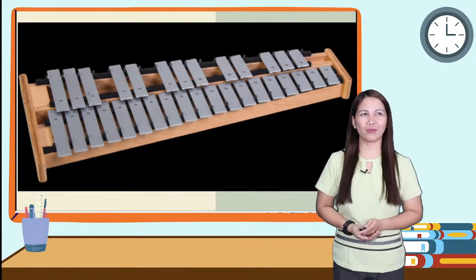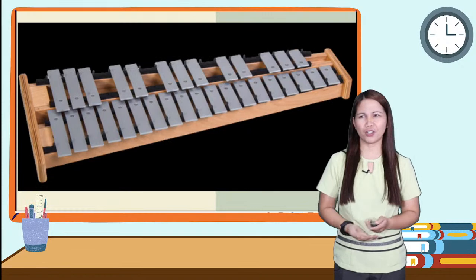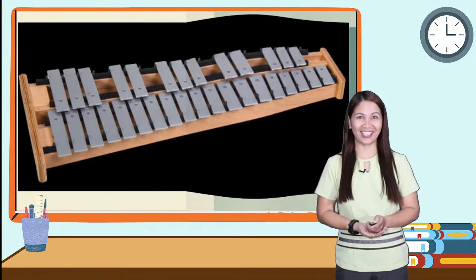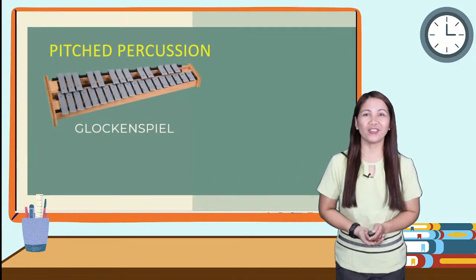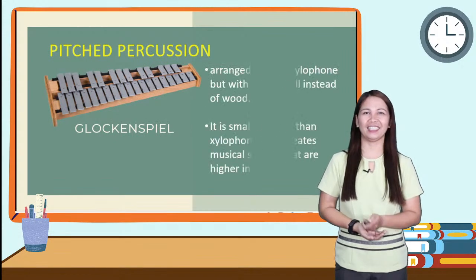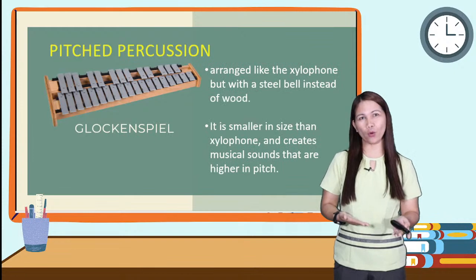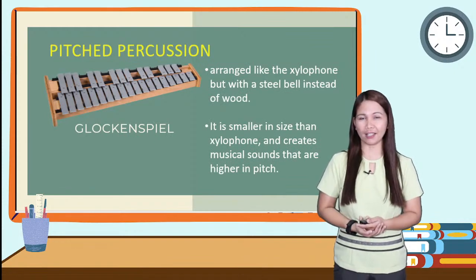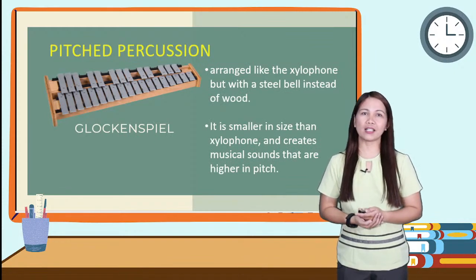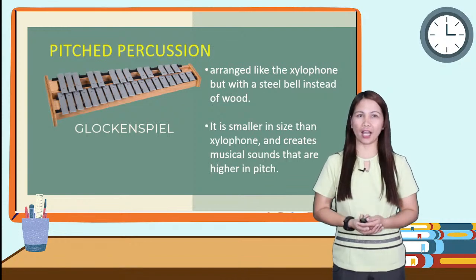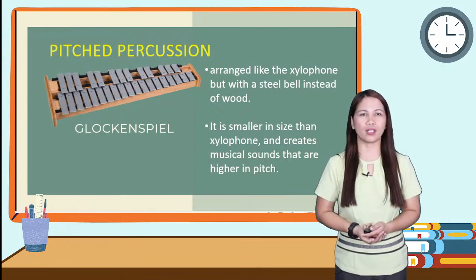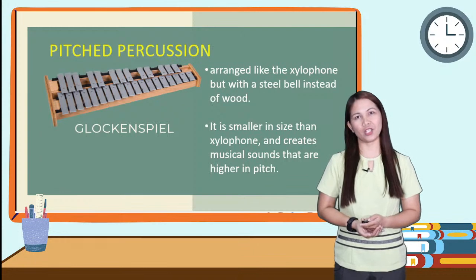I guess you're familiar with that. I guess it is used in a drum and lyre, right? So that is an example of a glockenspiel. A glockenspiel is arranged like the xylophone, but with steel bells instead of wood. It is smaller in size than a xylophone and creates musical sounds that are higher in pitch.